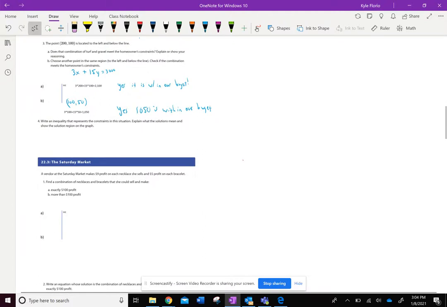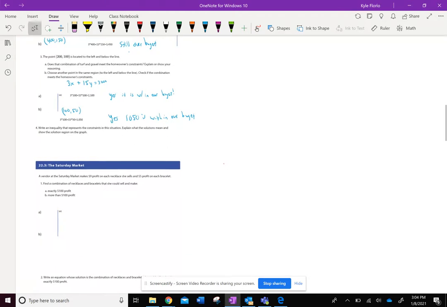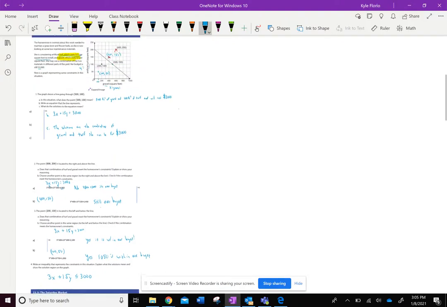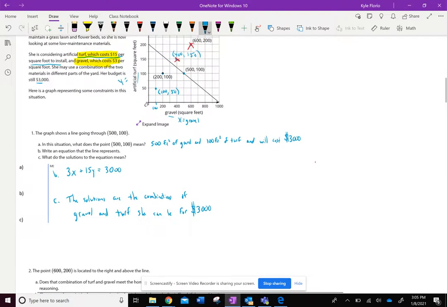Write an inequality that represents the constraints of the situation. Explain our answer, and we'll shade and show the solution on the graph. So the 3x is how much it costs for gravel. The 15y is the cost of turf. That needs to be under $3,000 because that's our budget. It could be $3,000 or less. So that is our inequality, and it looks like all of the solutions were the ones under the line.